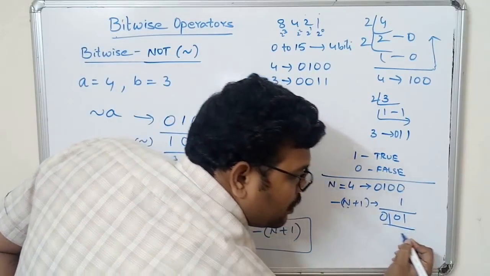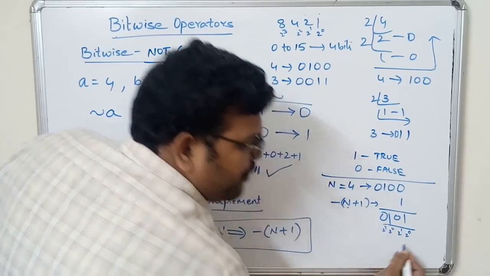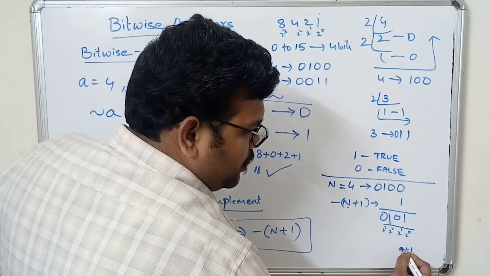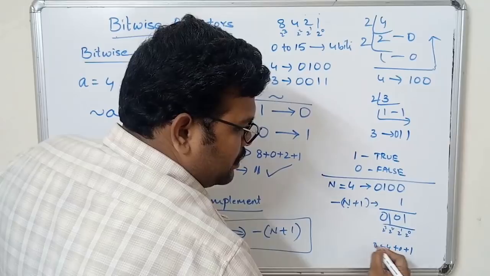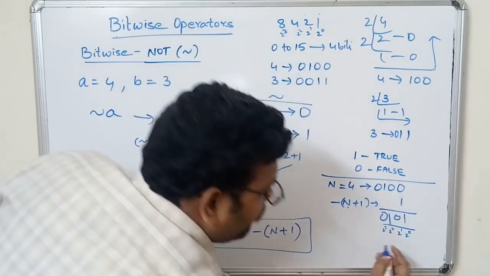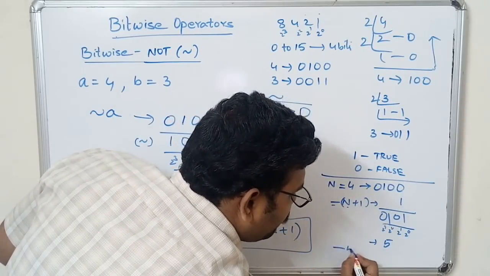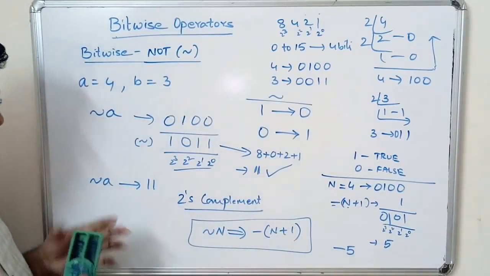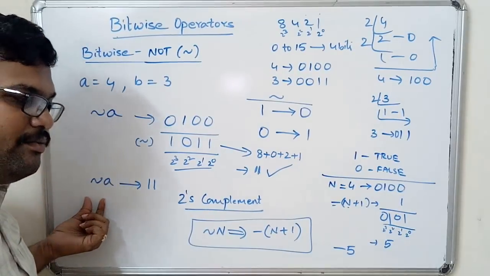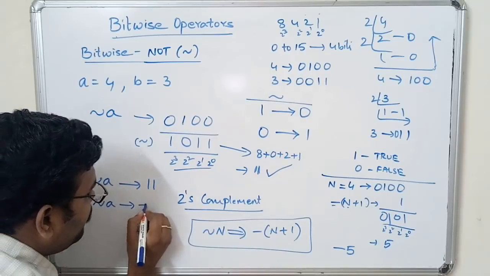Now convert into decimal. 2 power 0, 2 power 1, 2 power 2, 2 power 3. So 1 plus 0 plus 4 plus 0. That means 5. So the result will be 5. Here the negative symbol, so negative 5, minus 5. So if you use not A, if A is 4, the resultant will be minus 5.